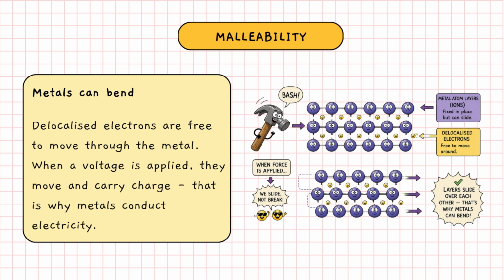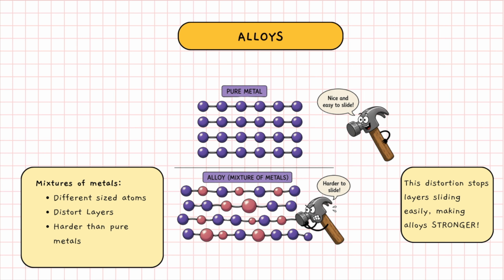Metals can be bent and shaped because the layers of atoms can slide over each other without breaking the overall structure. Alloys are mixtures of metals. The different sized atoms distort the layers, making it harder for them to slide. That's why alloys are harder than pure metals.